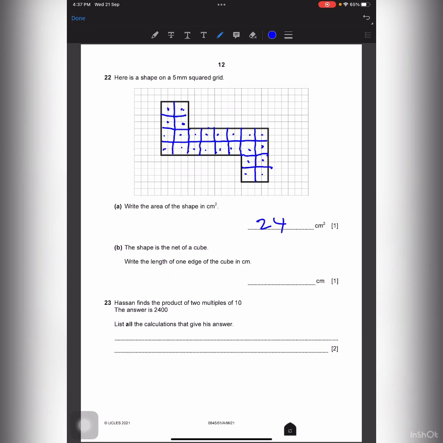So a cube has 6 faces. Yes, faces. So pretty much it's going to be 2 centimeters square. So next.